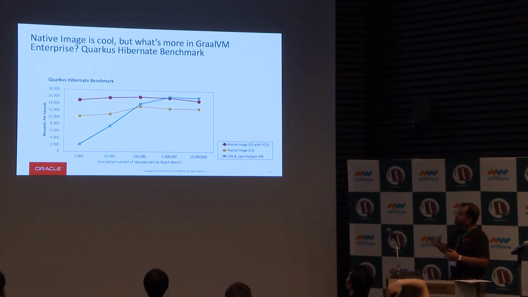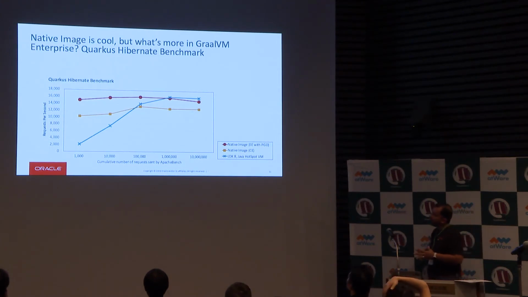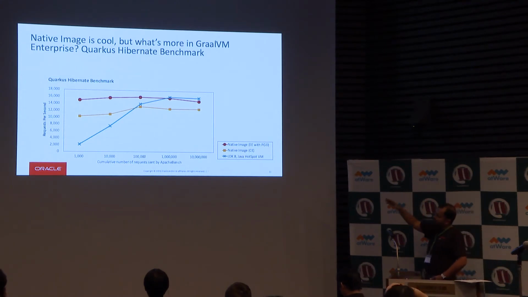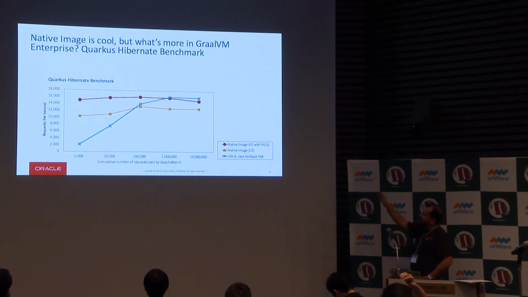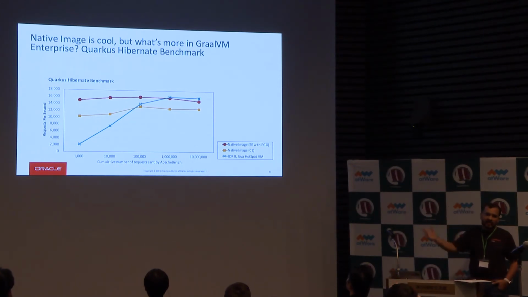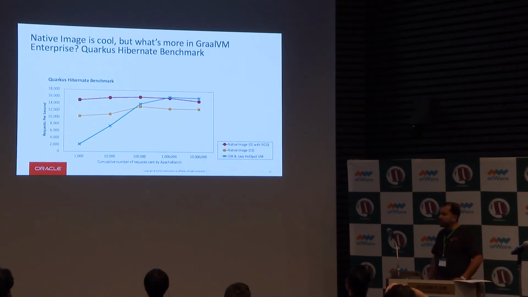So native image, very important part. Here is the Quarkus Hibernate benchmark. You can see the requests per second going on. But over time, there's a slight dip. Obviously, it's a high consistency for the native image Enterprise Edition with PGO. You'd see the dip towards the right-hand side slightly, and that's because we're doing some GC enhancements and things like that. So you will see that we'll be able to go past that soon as well. That's the little dip we talk about, as part of Apache Bench.